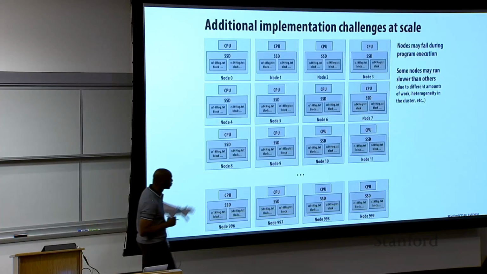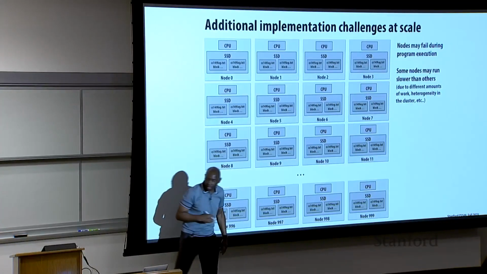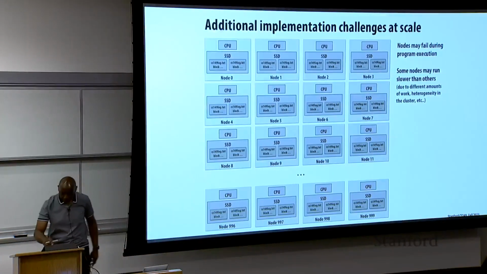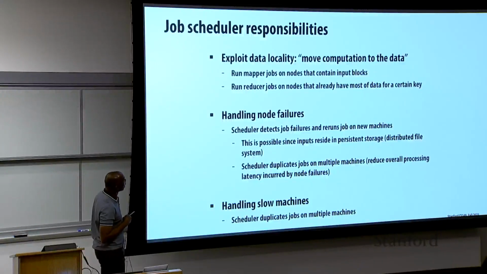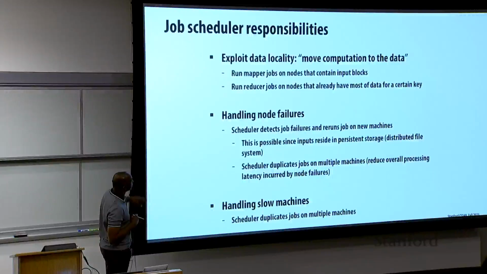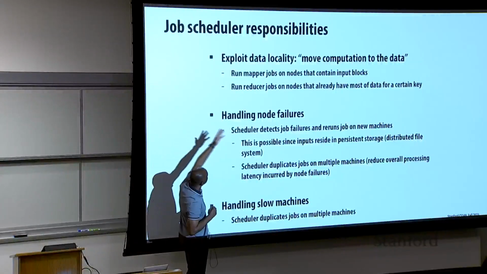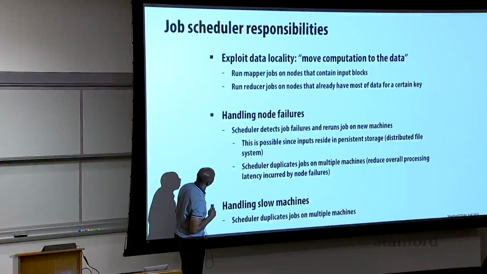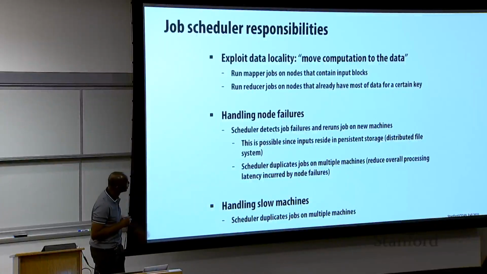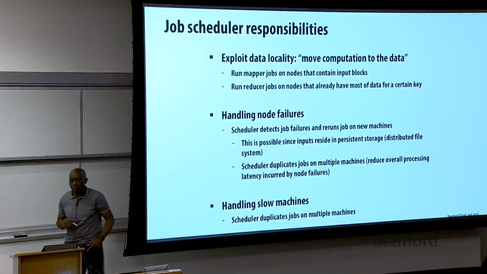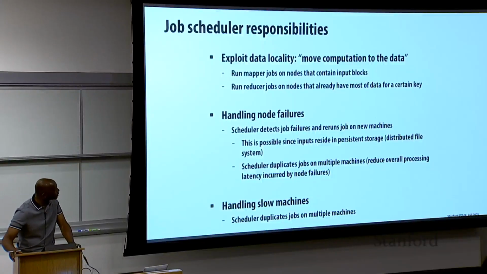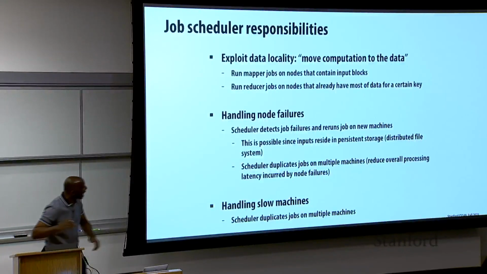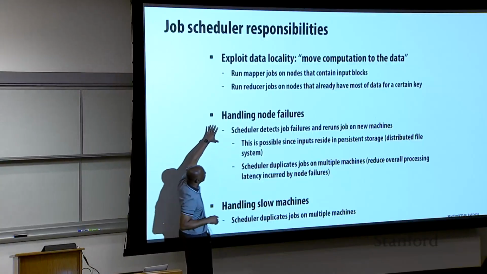And so how do I make sure that I can deal with this problem? The key thing then is to have a job scheduler that handles these issues. It exploits data locality, runs mapper jobs close to input blocks, runs reducer tasks, as was suggested, close to the place where you've got most of the data. And in particular, it handles node failures.